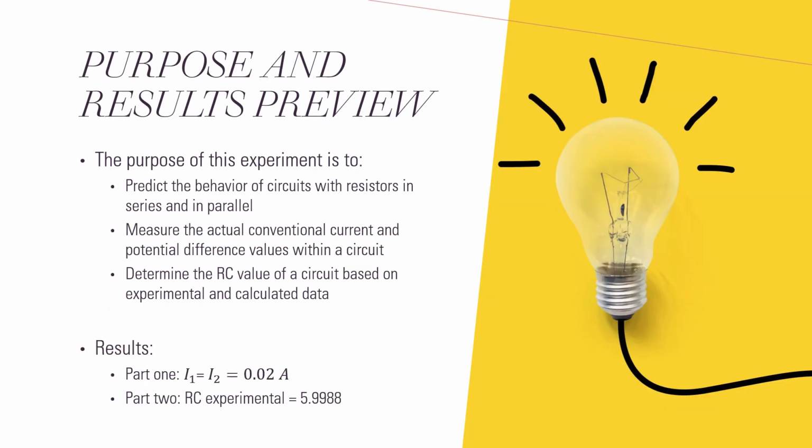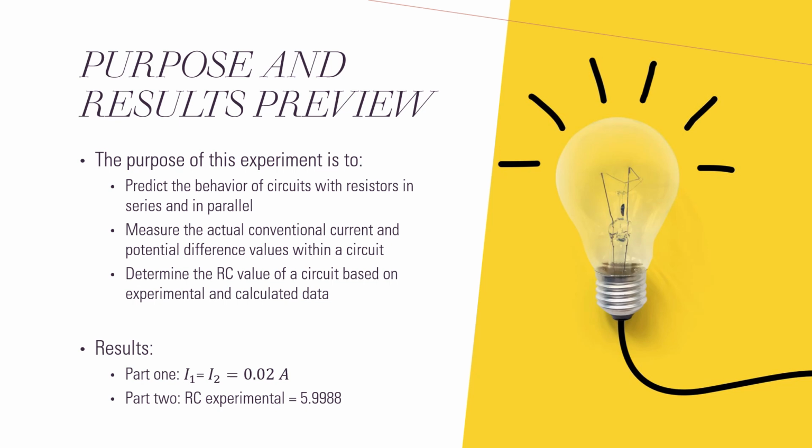The purpose of this experiment is to predict the behavior of circuits with resistors in series and in parallel, to measure the actual conventional current and potential difference values within a circuit, and to determine the RC value of a circuit based on experimental and calculated data. The results in part 1 were that current 1 is equal to current 2, which is equal to 0.02 amps, which matched my predicted value.